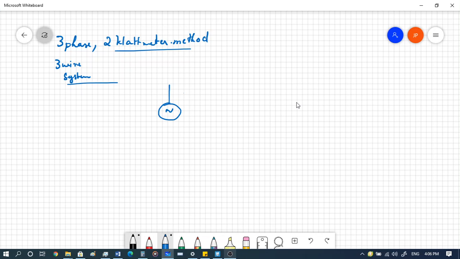So this is your phase A, your phase B, and your phase C, right? Now you will use only 2 wattmeters in this case. Now we'll see what is the reason for that.